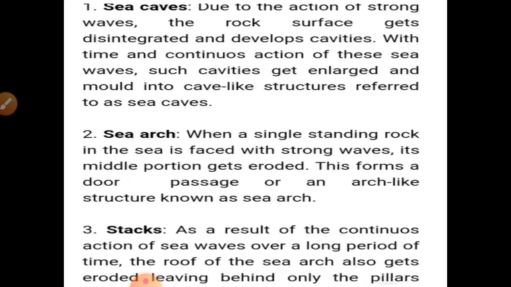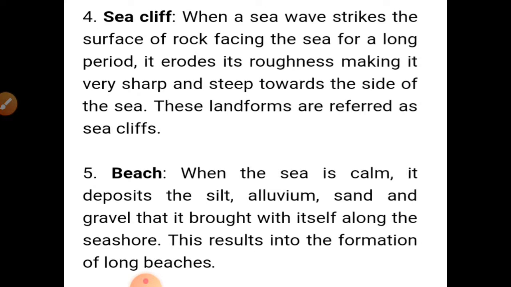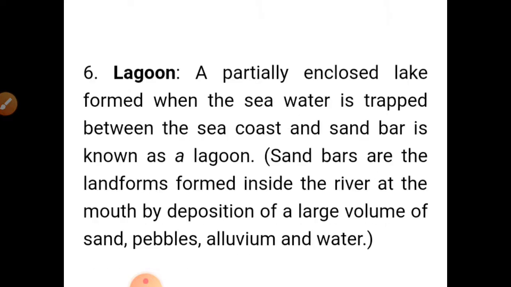Sea cliff. When a sea wave strikes the surface of rock facing the sea for a long period, it erodes its roughness, making it very sharp and steep towards the side of the sea. These landforms are referred to as sea cliffs. Beach. When the sea is calm, it deposits the silt, alluvium, sand and gravel that it brings with itself along the seashore. This results in the formation of long beaches.